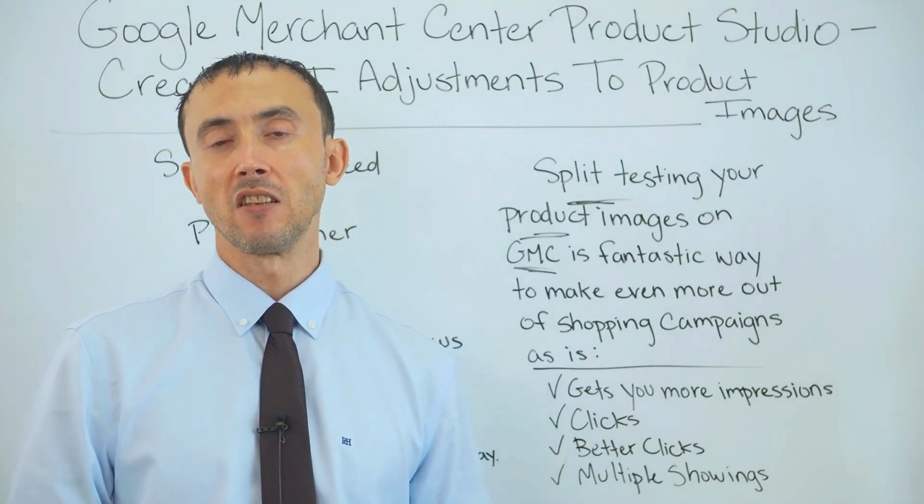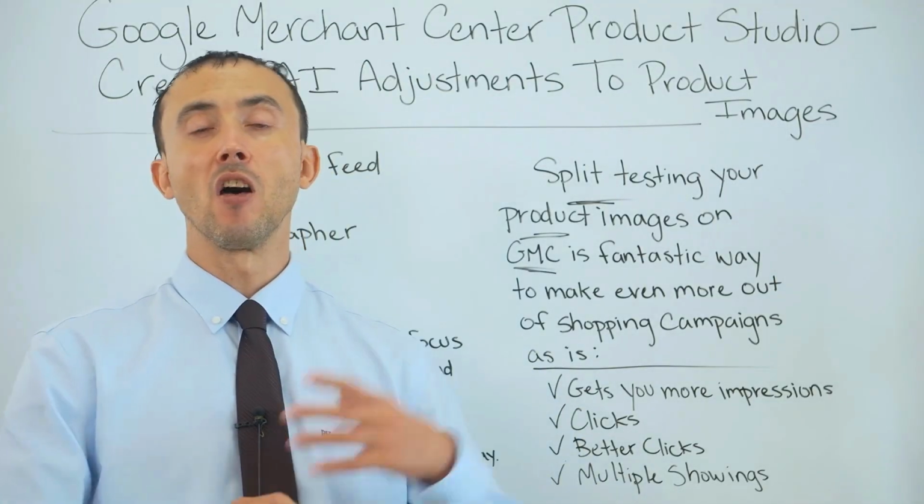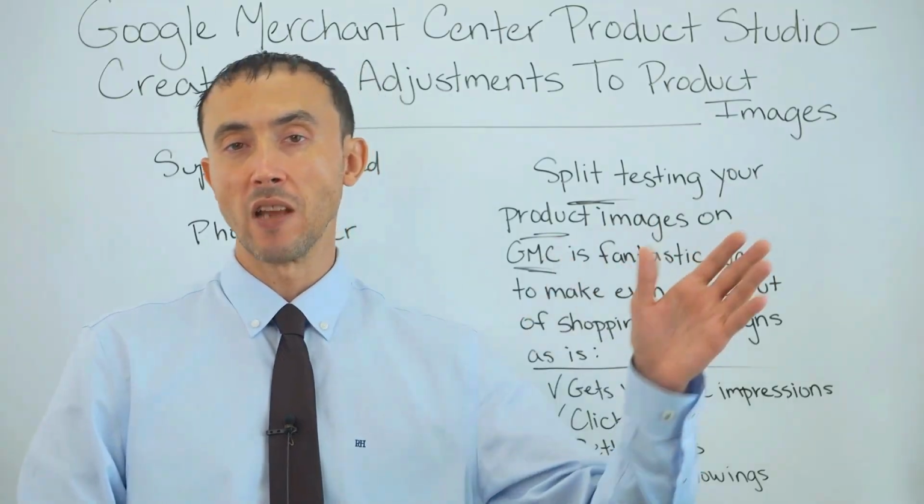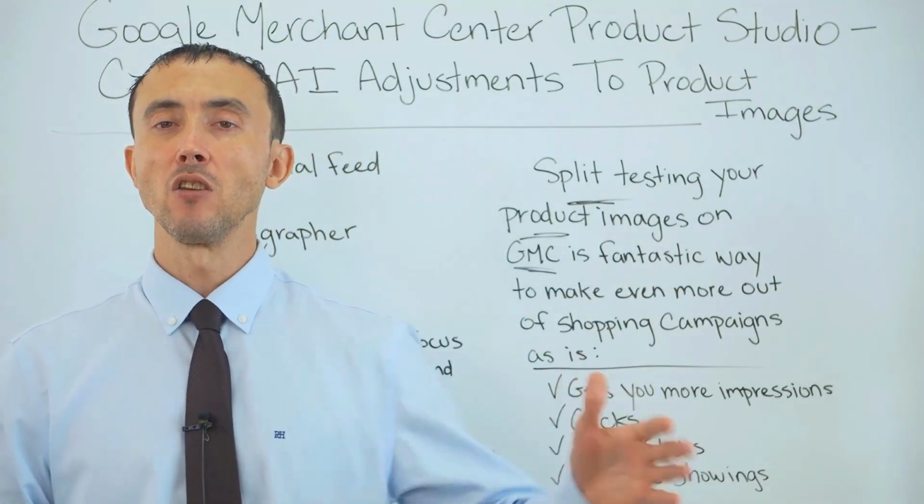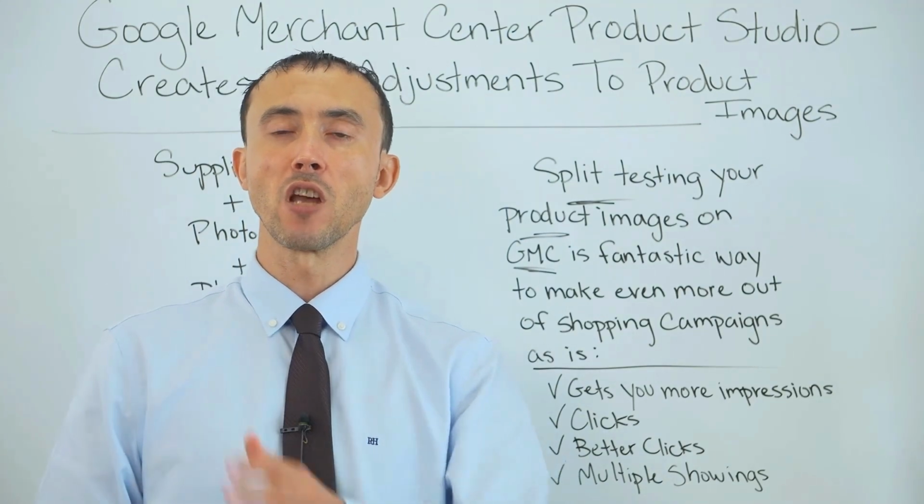I'll run it for 90 days and see if it gets a higher click-through rate. If it does, I will keep that new image in the supplemental product feed, and then I'll work on testing another image. And you just go down the line, product by product, until you find the most ideal image for every product that you're promoting in your Google Shopping campaigns.